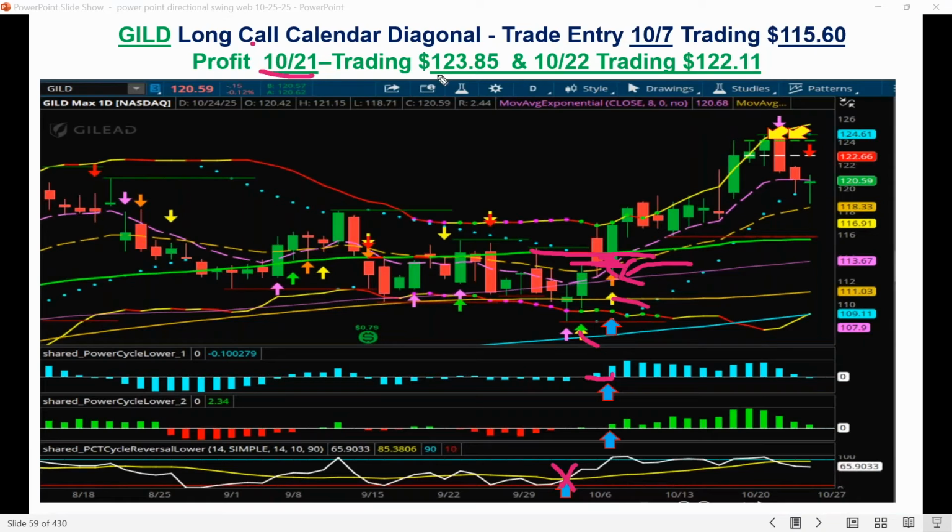And then we had profit on the 21st. It was trading at 123.85, profit on the 22nd, and out here. So we had a really beautiful trend to the upside, rode that trend. See it holding the moving averages. We'll go through how that works. So a lot of good stuff on that trade.